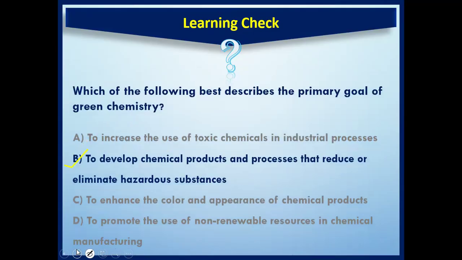Yes, you are right. Option B, that is to develop chemical products and processes that reduce or eliminate hazardous substances, is the best way to describe the primary goal of green chemistry.